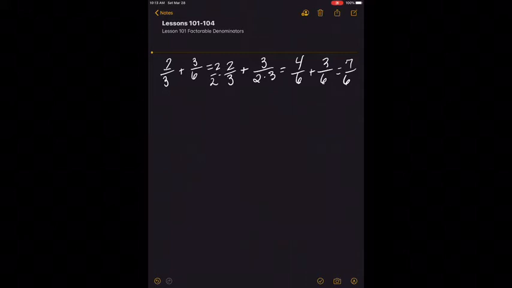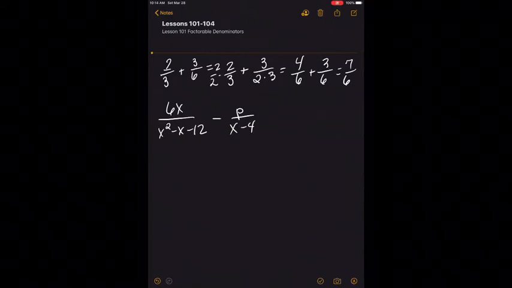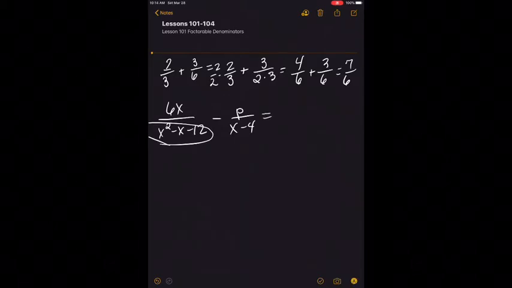So what we're going to do in this lesson is very similar to that, only with more complicated equations. So we have 6x over x squared minus x minus 12 minus p over x minus 4. Okay, so now what we have to figure out is how can we factor this denominator, because we have to have a common denominator in order to subtract these.